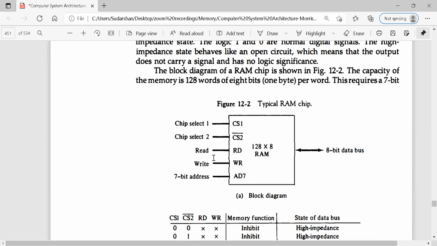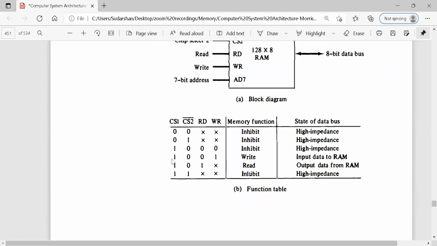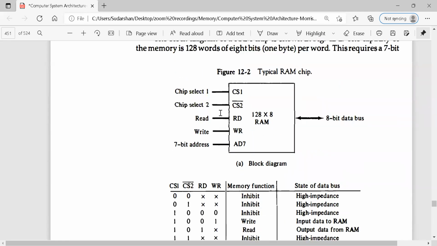Now, you can see here CS1 and CS2. Remember, a location can have 3 different values possible. Either it can be 0 or 1, or it is a don't care condition. Don't care means the memory function can be anything. We normally call this the high impedance state.